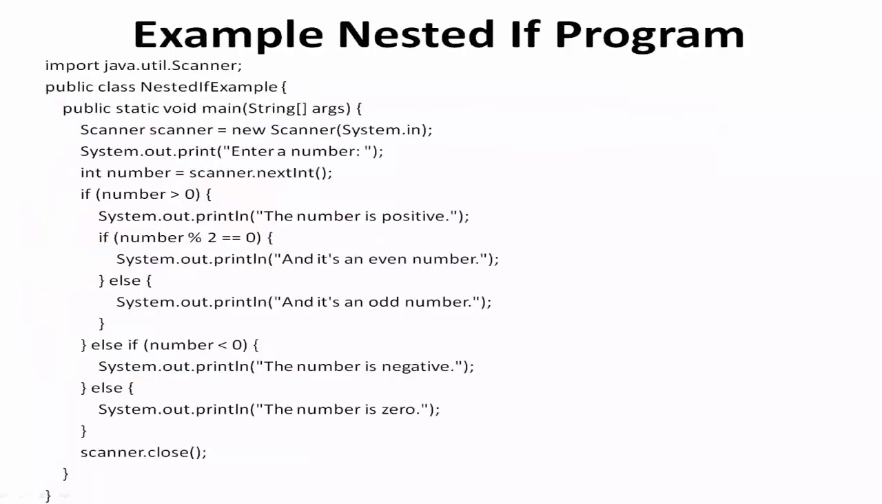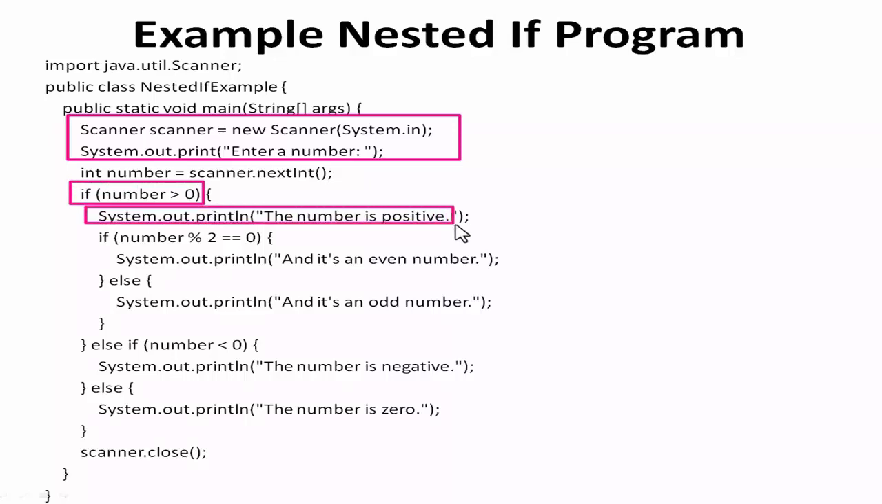Nested if program. Here you have a nested if program. In a similar manner, you ask the user to enter a number. Whenever the number is greater than 0, it prints the number is a positive number. Here again it should be a positive number.